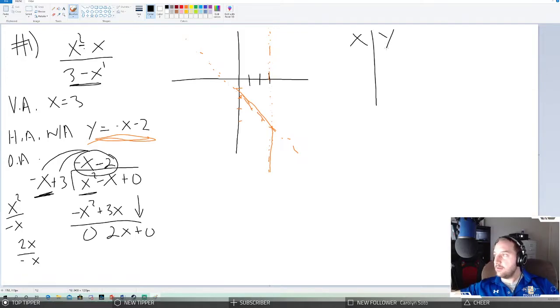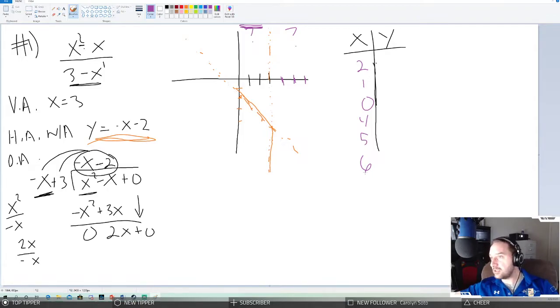So creating my chart. Mainly I don't know what's going to happen on each side of these asymptotes, so I want to pick values on each side. The values that I'm going to pick are going to be like 2, 1, and 0, because that's going to be on this side. And then values on this side are going to be 4, 5, and 6. And so we're actually just going to take those values and plug them in.